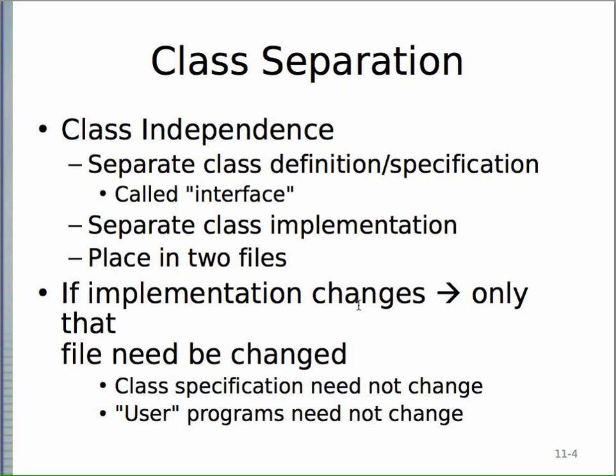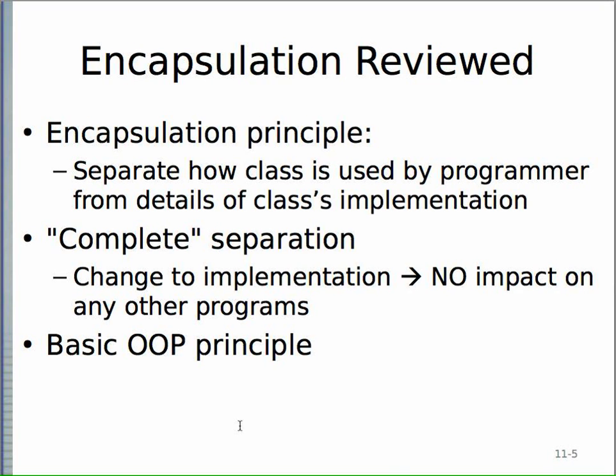If the implementation changes, that is, if you change a.cpp, only that file needs to be recompiled. So the book uses the word user to mean the client program, whatever client main function or client class. So if you change your class, the client classes do not need to be recompiled. All those .o files can be just linked in to create a new executable.